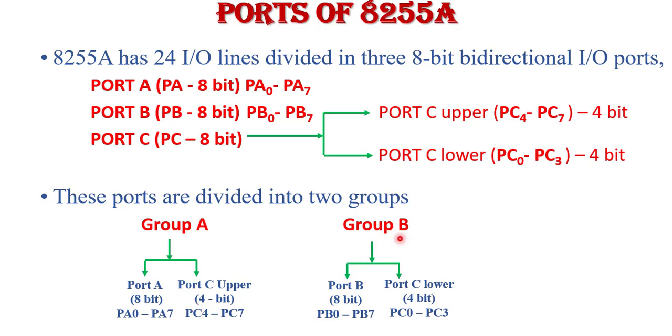Same for port B. Group B also has 12 bits. It includes the complete port B, which means the 8 bits of port B, PB0 to PB7, and the port C lower 4 bits, PC0 to PC3. So these are the two groups of 8255 ports.